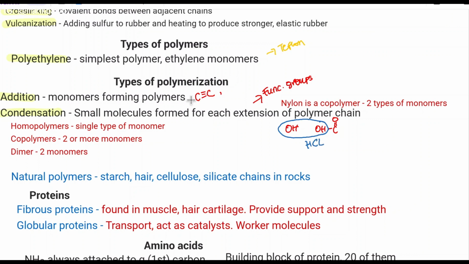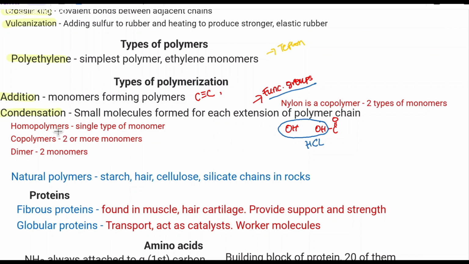And condensation, remember, has functional groups, and it usually makes a byproduct if you combine two of those functional groups. And usually it's OH. That's just what I'm going to remember, because all my life in chem, OH always gives water. That's one thing to remember. Condensation, as you connect them, they form small molecules like water.